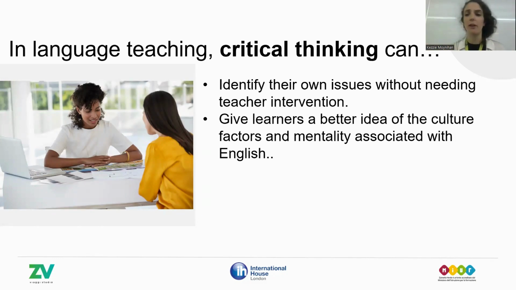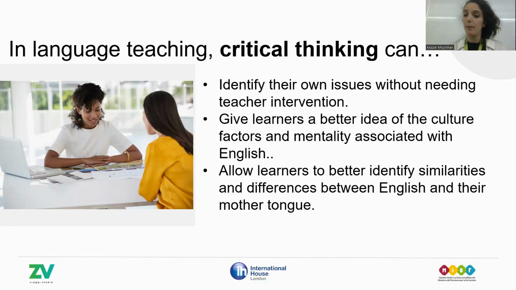Obviously, English is a very widely spoken language, and many different countries speak it as their first language, and many others use it as a lingua franca. It's important that learners are able to make critical decisions and reflect and understand different ways that language can affect the social implication and reflect their own mentality in that context.